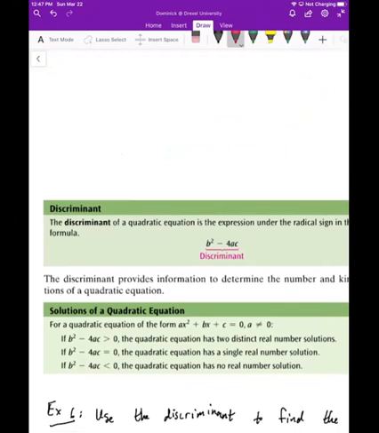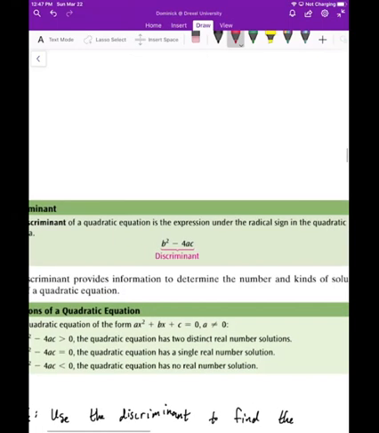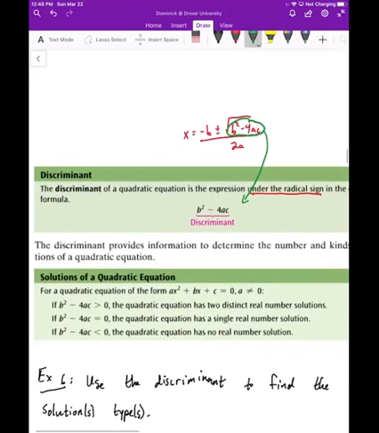So the discriminant is just what's underneath the radical sign in the quadratic formula, right? That b squared minus 4ac. If we look at x, it's negative b plus or minus the square root of b squared minus 4ac over 2a. We're just picking out what's underneath the square root, and we're calling it the discriminant. Now, depending on what that comes out to be, that's what's going to dictate the type of solutions that we have. So this is just sort of summarizing.